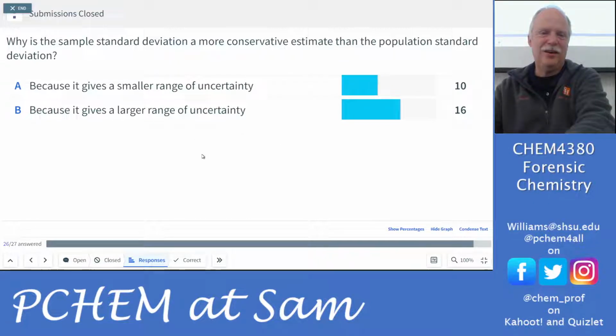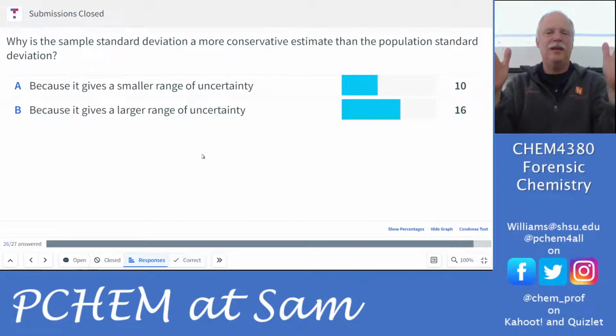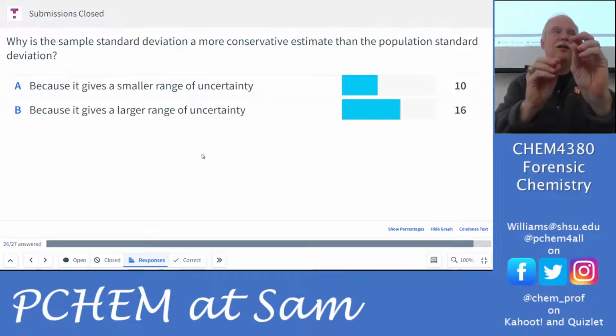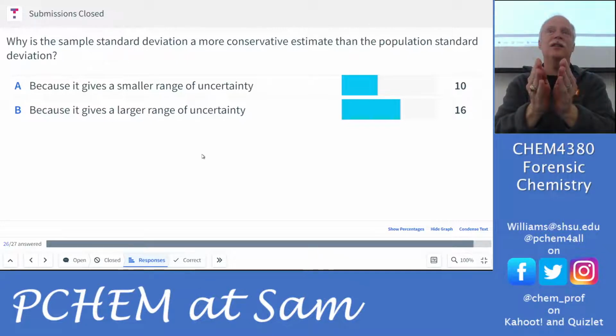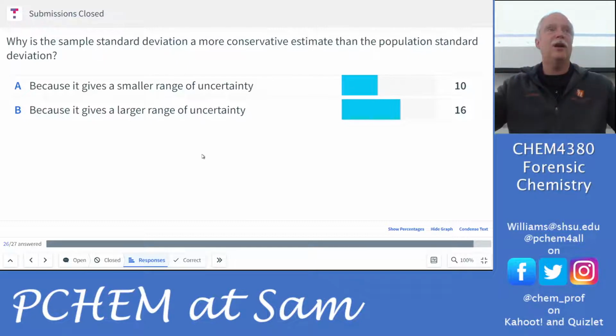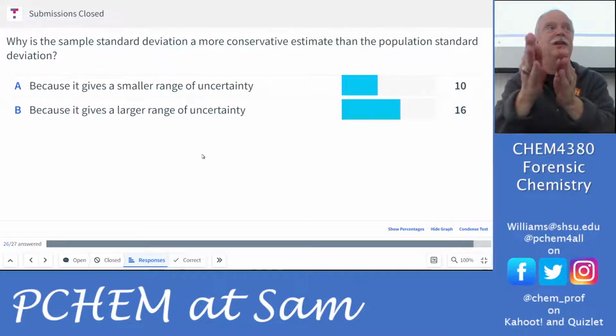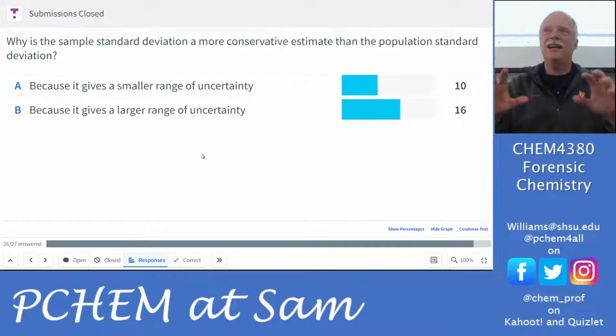All right, so we're looking for that larger range of uncertainty. That's the conservative estimate. Now, that doesn't mean that in general, a large range of uncertainty is a good thing. We want our uncertainties to be narrow. But if given a choice to report the smaller answer or the larger answer in terms of our uncertainty, we're going to report the larger one if we have a small number of data points. And we're going to report the sample standard deviation if we have a small number of data points, because of the two, it's the larger one.